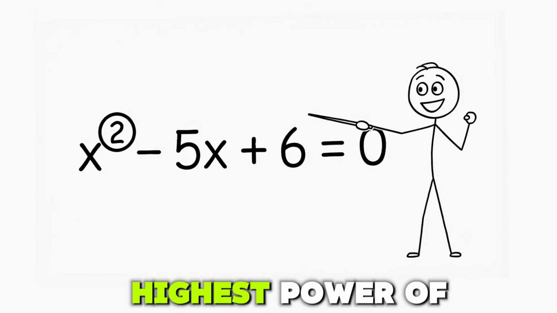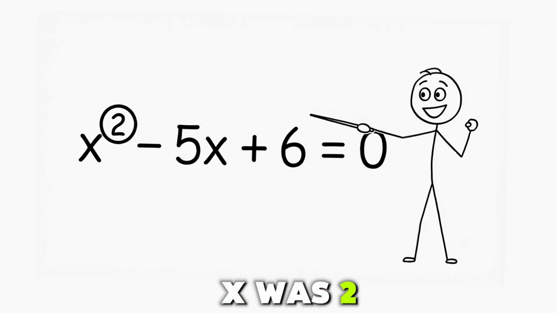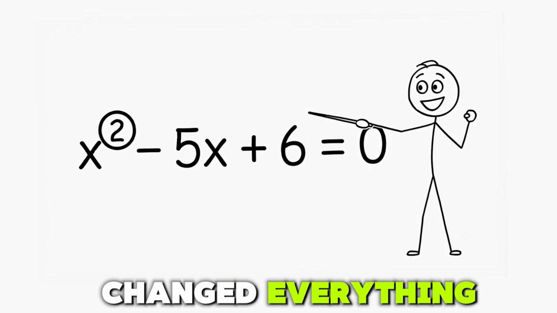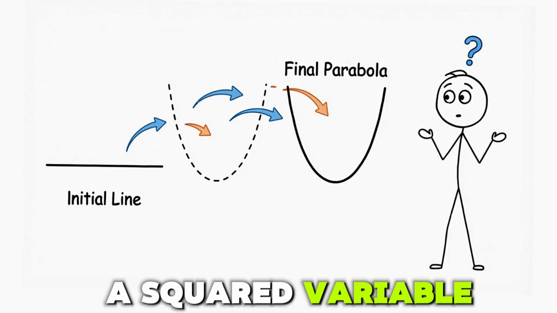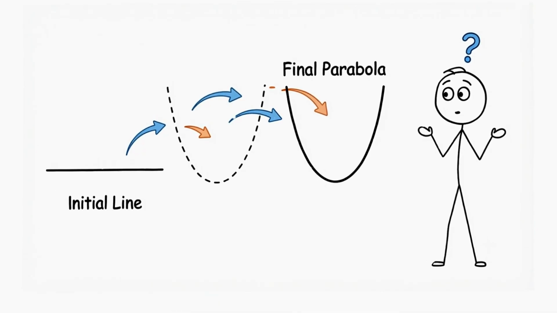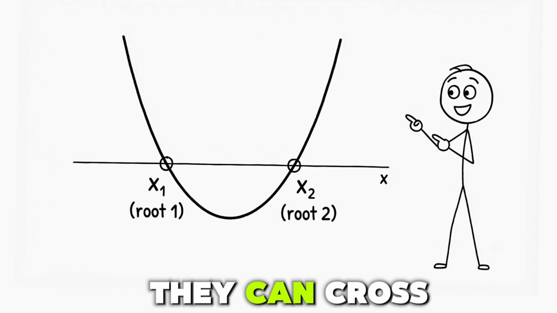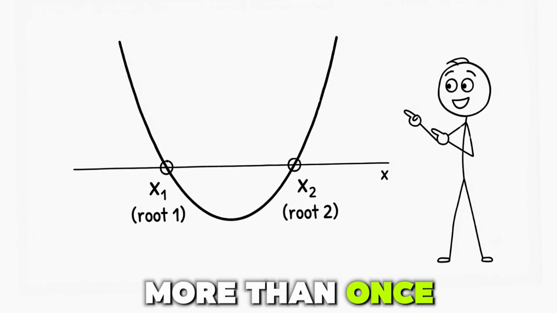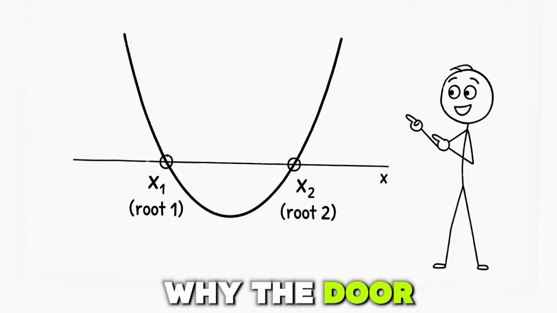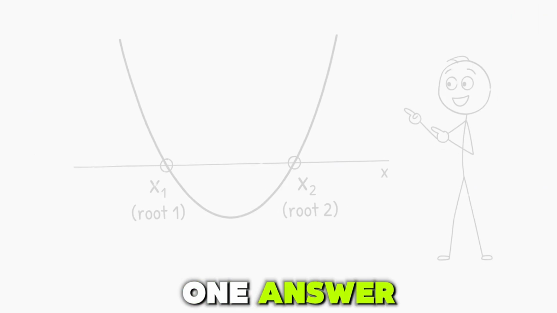Stickman noticed the highest power of x was 2. That tiny square changed everything. A squared variable doesn't produce a straight path. It creates a curve, and curves have a strange habit. They can cross the horizontal axis more than once. Could that be why the door expected more than one answer?